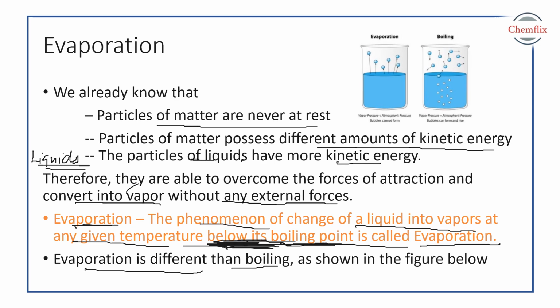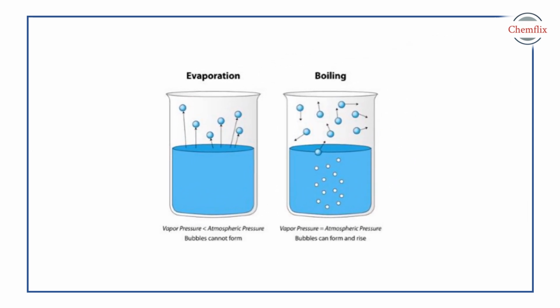You can see here, this is evaporation. Okay, this is boiling. So here you can see vapor pressure is less than atmospheric pressure. Bubbles cannot form. Here there are no bubbles. But look here, vapor pressure is equal to atmospheric pressure and bubbles can form and rise. Here bubbles can be formed. So both are different.